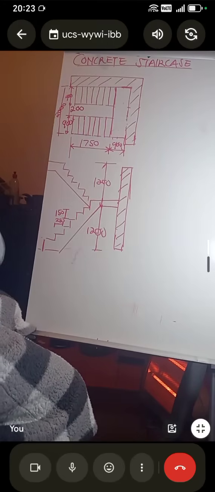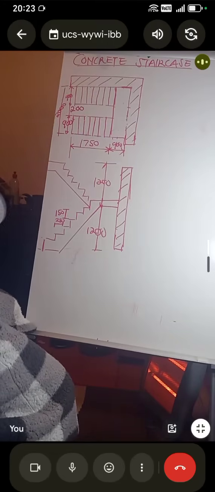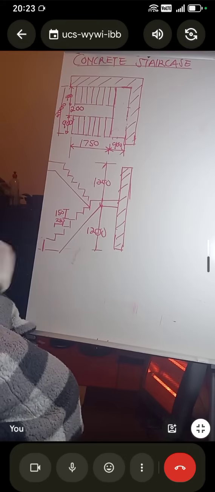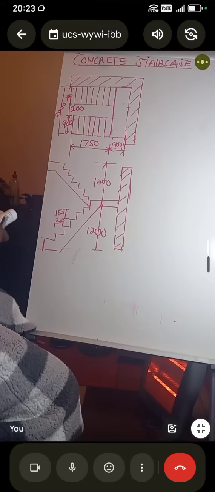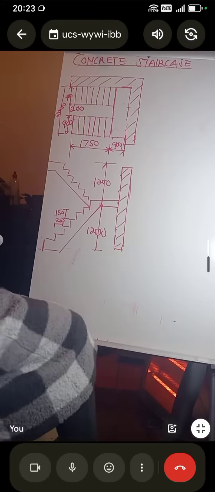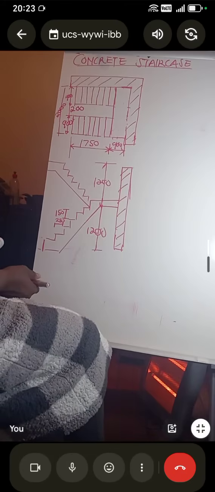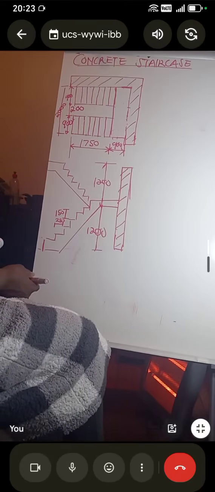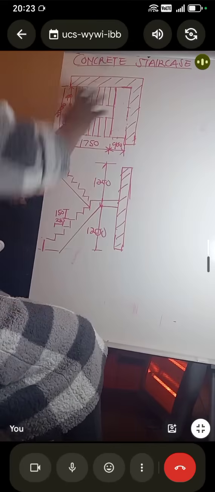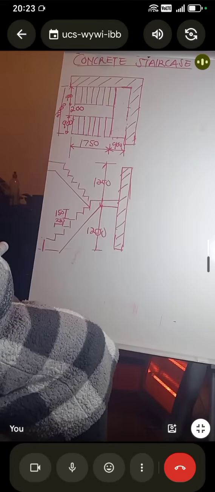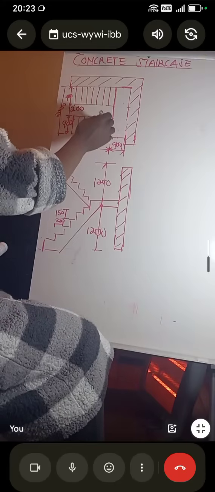This is a concrete structure, a concrete staircase. The things that I have to identify so that you can understand. Where am I going to start? We're going to start with a plan view. This is a plan view. A plan view shows the top view, and then how many steps do we have?